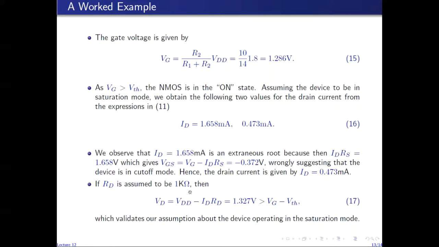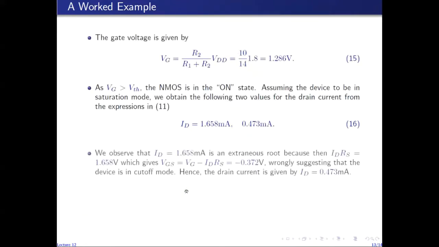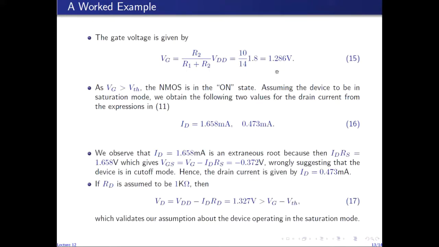So using this value of RD, for this circuit in which RD is 1 kilo ohms, the drain current of 0.473 milliamperes, gate voltage of 1.286 volts, and the drain voltage of 1.327 volts place the underlying NMOS in the saturation mode.